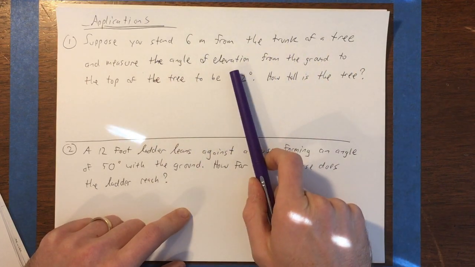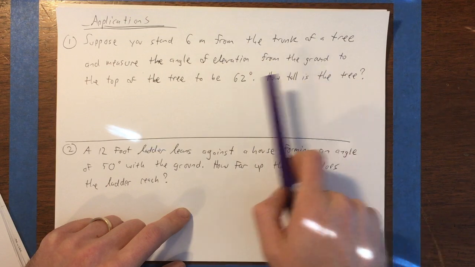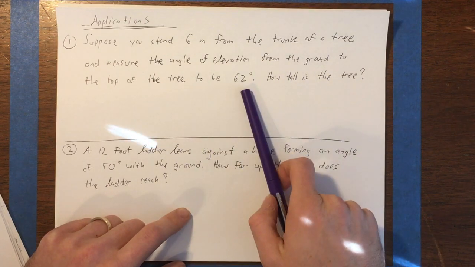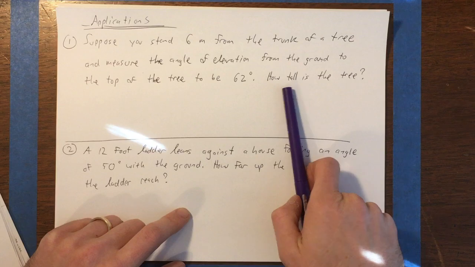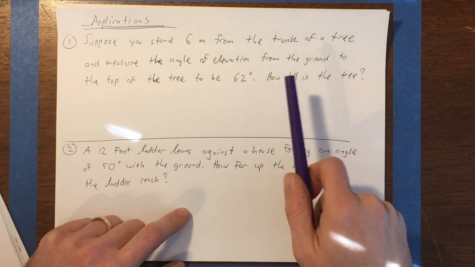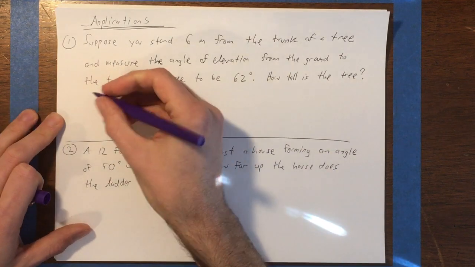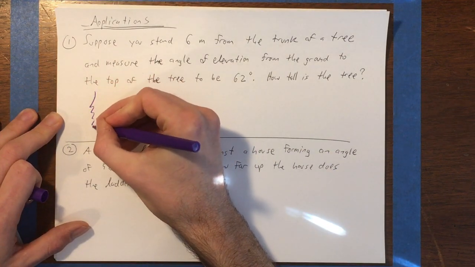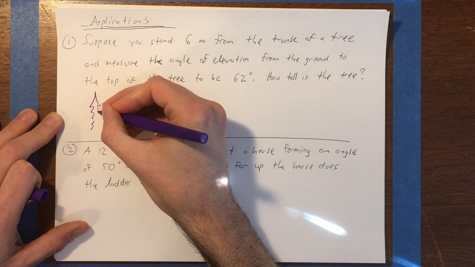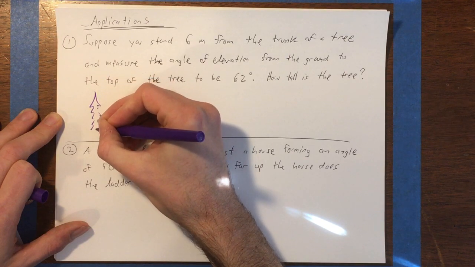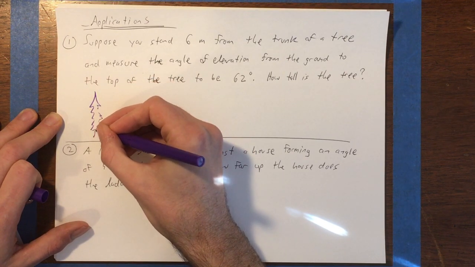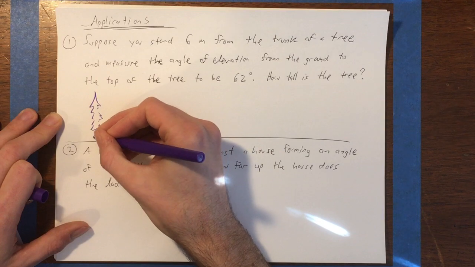the angle of elevation from the ground to the top of the tree to be 62 degrees. How tall is the tree? Okay, so we're going to try to calculate the height of a tree. So first of all, I'm going to draw a tree. Of course, it might as well be Christmas now because it's really snowy out there, so I'm drawing kind of like a pine tree or something. So there's a tree.